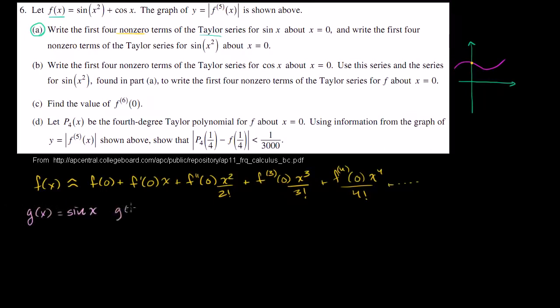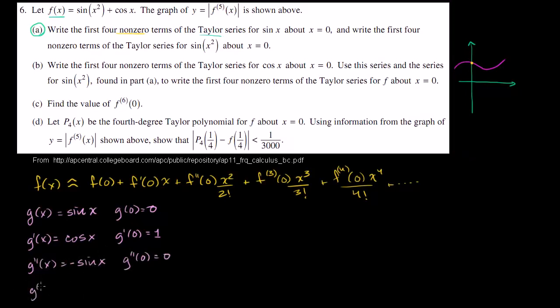Then we know that g of 0 is equal to 0. If we take the derivative, g prime of x is positive cosine of x, and g prime of 0 is equal to 1, since cosine of 0 is 1. Then if you take the second derivative, the derivative of cosine of x is negative sine of x, and the second derivative at 0, once again, is equal to 0, since sine of 0 is 0.